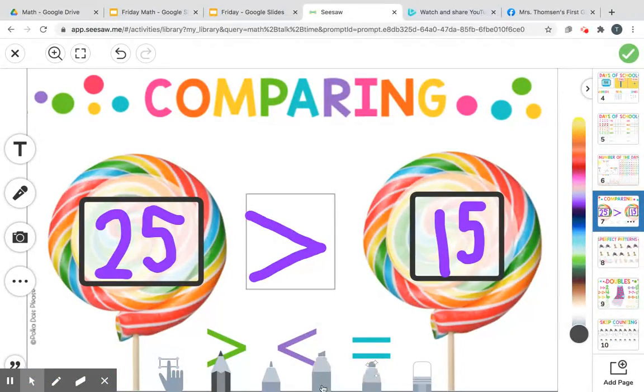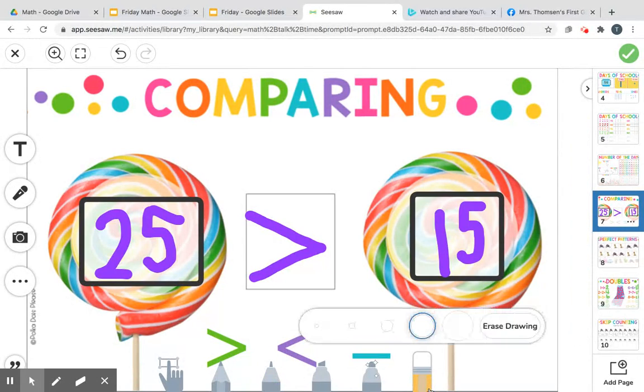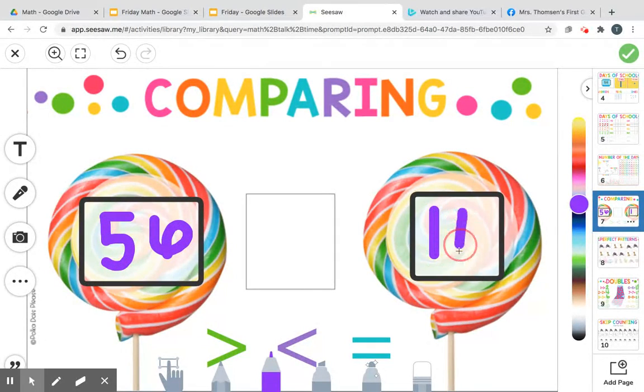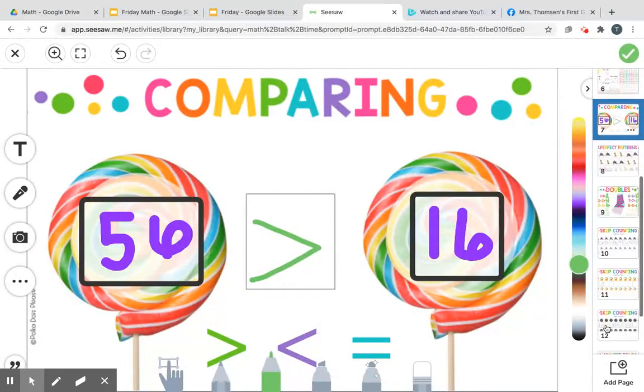We're also going to compare some numbers while we're at it. So let's do 56 and 16. If you were a hungry alligator, which one of these guys looks better to you? Definitely the 56. He's bigger, so the alligator is going to gobble him up.